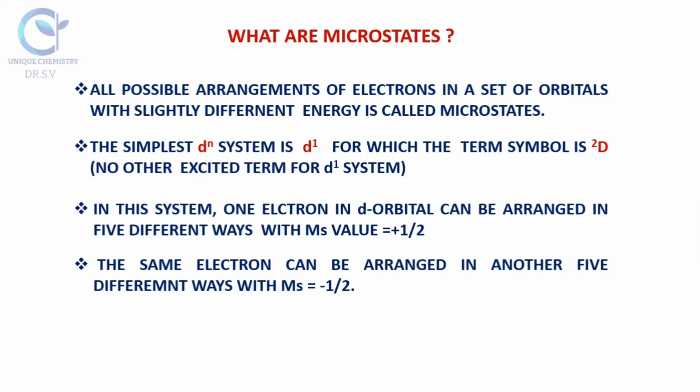What are microstates? All possible arrangements of electrons in a set of orbitals with slightly different energy are called microstates. The simplest d^n system is d1, for which the term symbol is D. This state has no excited term. In this system, one electron in a d orbital can be arranged in 5 different ways with ms value plus 1 by 2. The same electron can be arranged in another 5 different ways with ms minus 1 by 2.